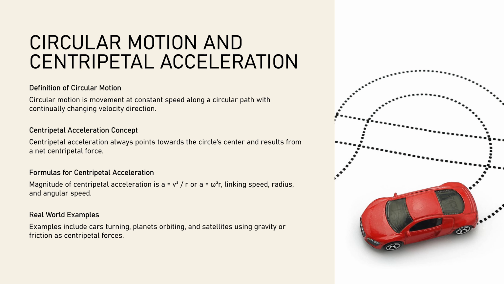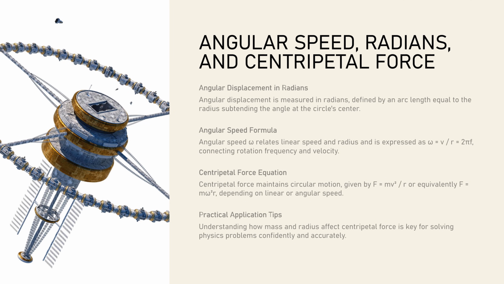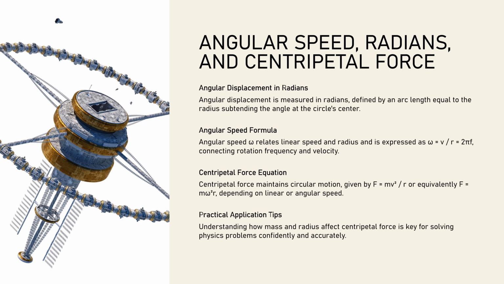This can also be expressed as a equals omega squared r, where omega is the angular speed. Angular displacement is measured in radians, where 1 radian is defined as the angle subtended at the center of a circle by an arc equal in length to the radius. Angular speed omega is the rate of change of angular displacement and is given by omega equals v over r equals 2 pi f, where f is the frequency of rotation. Using radians simplifies many equations in mechanics because it leads to more natural mathematical relationships.